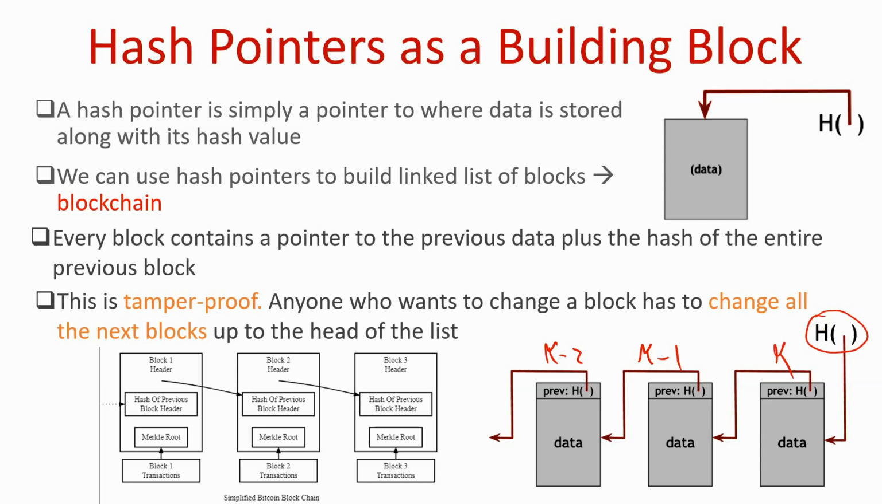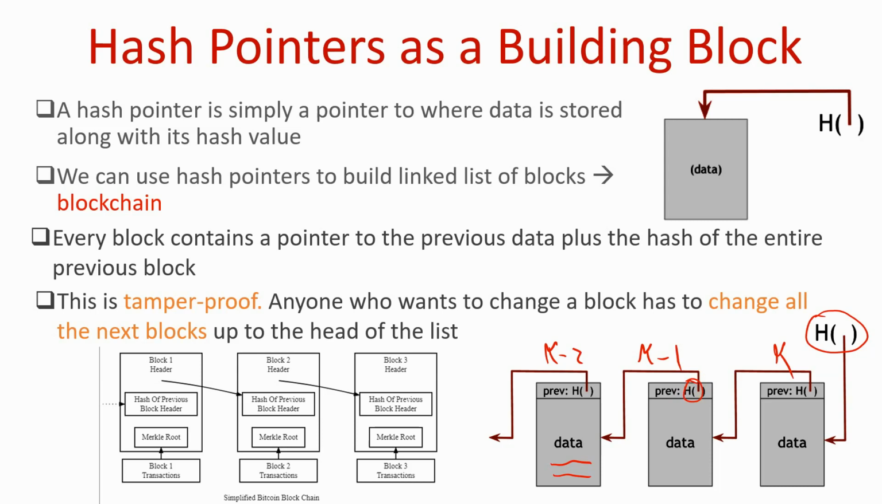Now let's say there is an attacker who went to block k minus 2 and modified certain transactions or even one transaction in this block. Now, because the blockchain is public, this can be done. But the problem is the hash pointer of block k minus 1 now will not point correctly to the data in block k minus 2, because here the hash pointer actually includes the hash of this data, and so it is no longer going to match the data in block k minus 2.